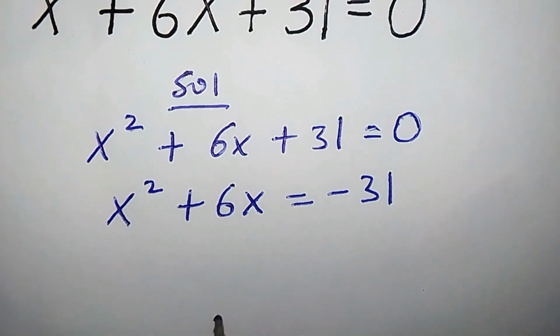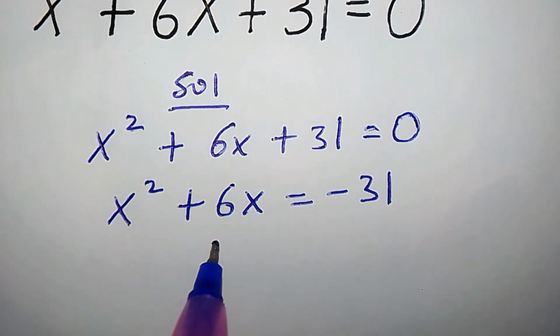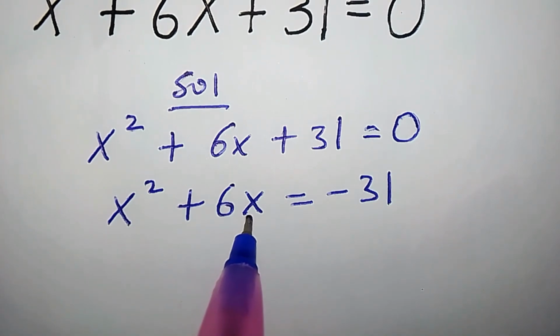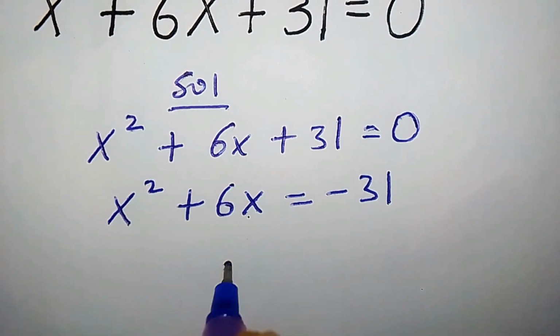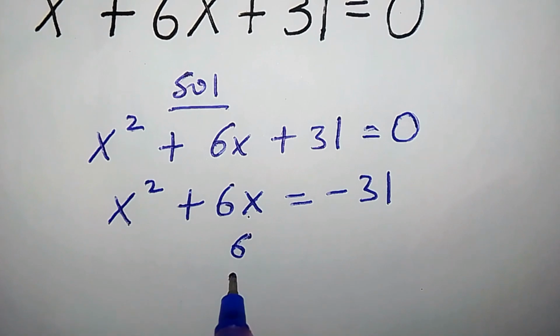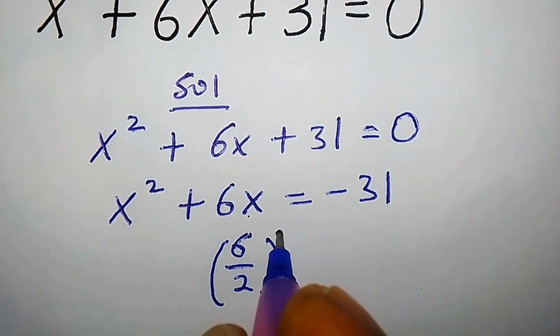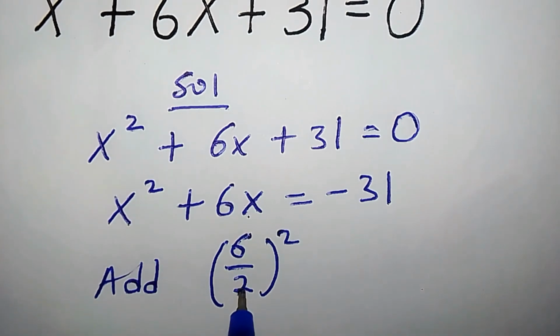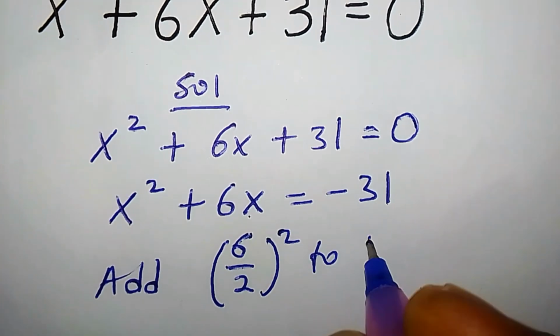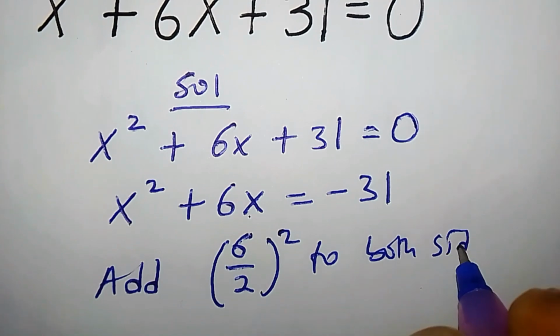The second step is that we are going to add half of the coefficient of x and at the same time square it to both sides. The coefficient of x here is 6. So half of it, that is 6 divided by 2. So we square it. So now we add (6/2)^2 to both sides.